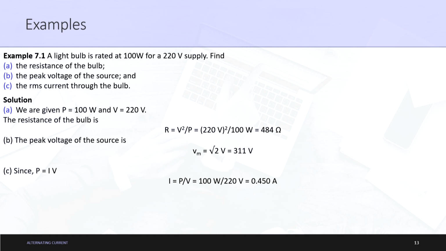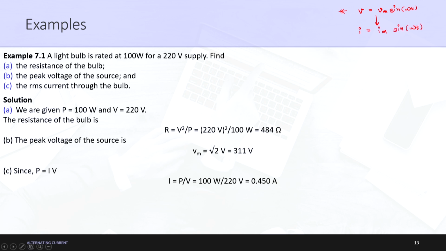Let me just do a quick revision. What are all the things we understood? The first thing we understood was that the voltage in this case is small v, which is equal to Vm sin omega t, and this led to a current equal to Im sin omega t.